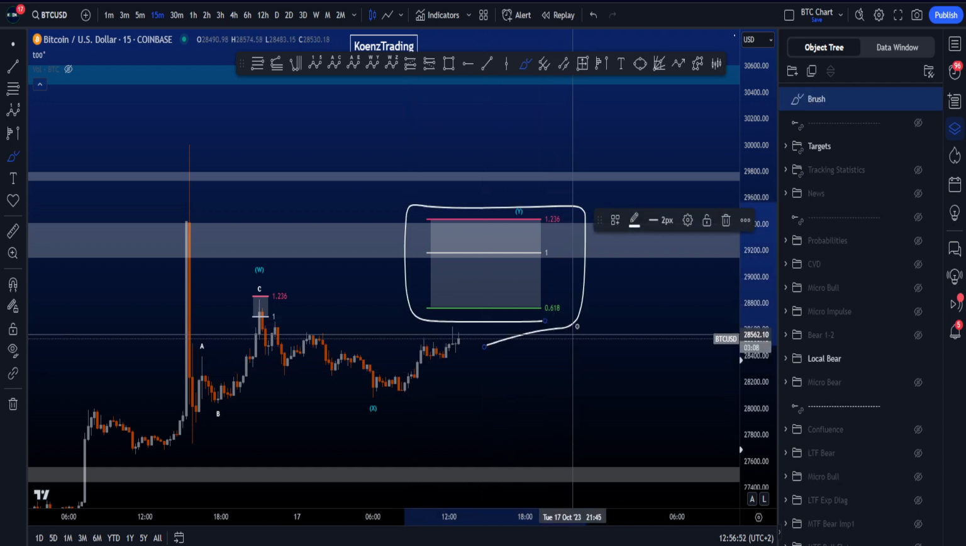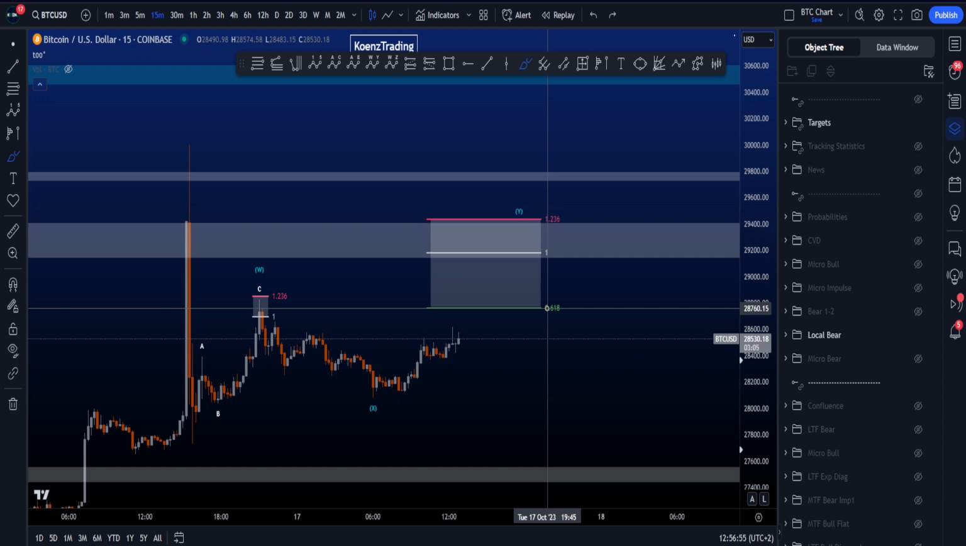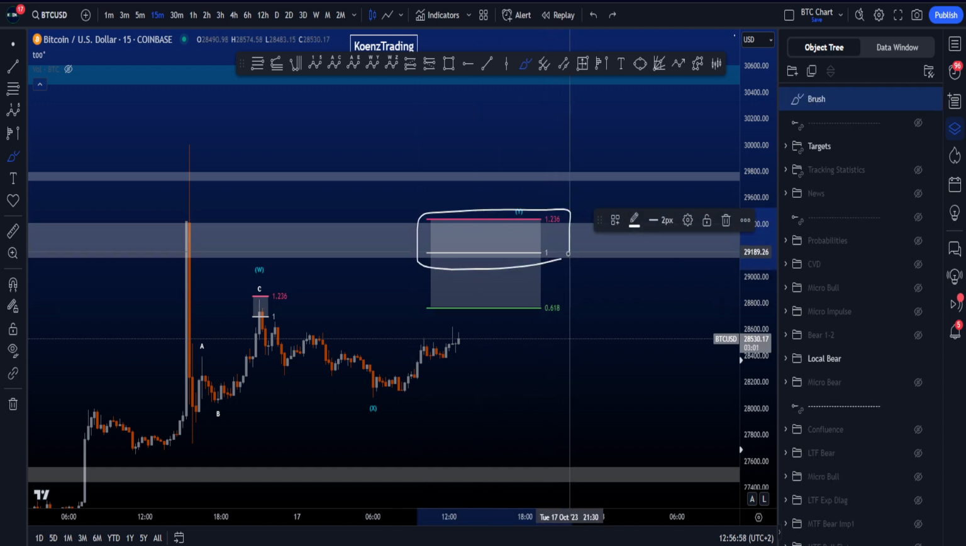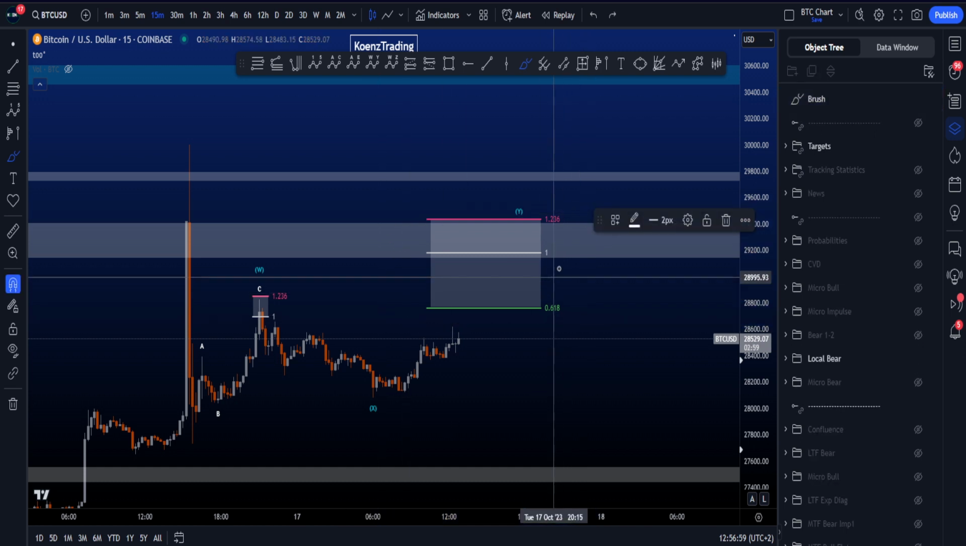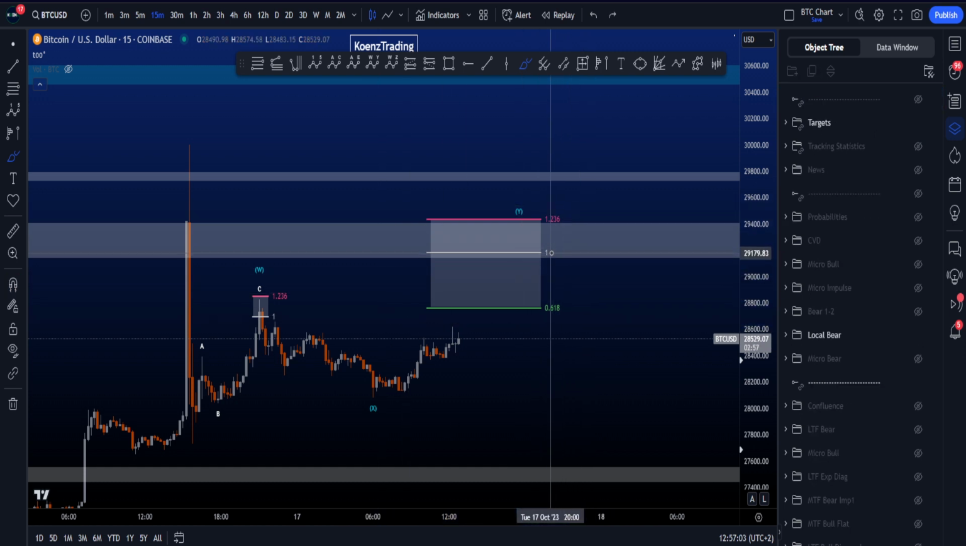where the common target for Y is between the 0.618 and the 1.236, between 28.7k and 29.4k, but the most common target area of this whole range is the 1 to the 1.236, which is between 29.1k and 29.4.